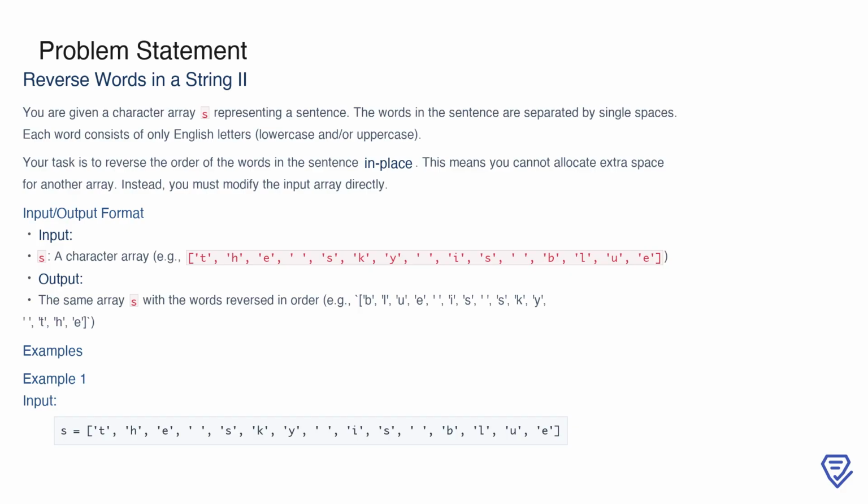For the input format, S is a character array, such as T, H, E, S, K, Y, I, S, B, L, U, E, and the output will be the same array, but with the words reversed, like B, L, U, E, I, S, S, K, Y, T, H, E. Let's explore some examples to understand this better.